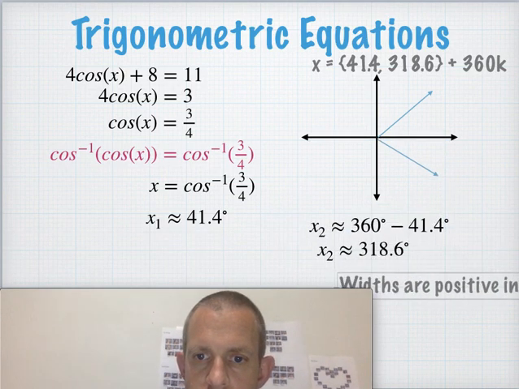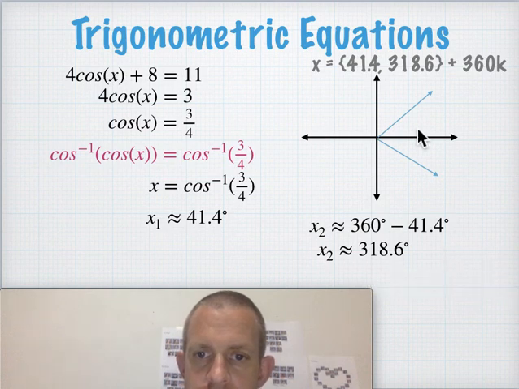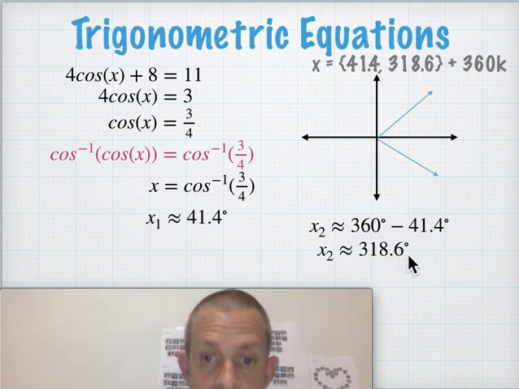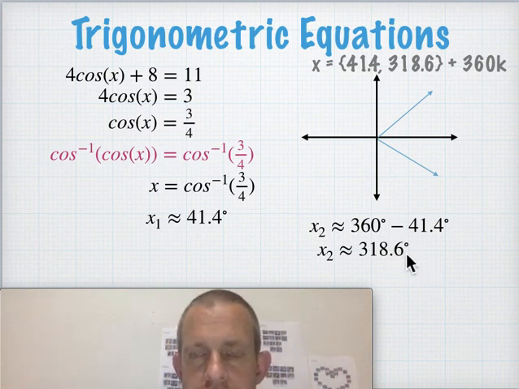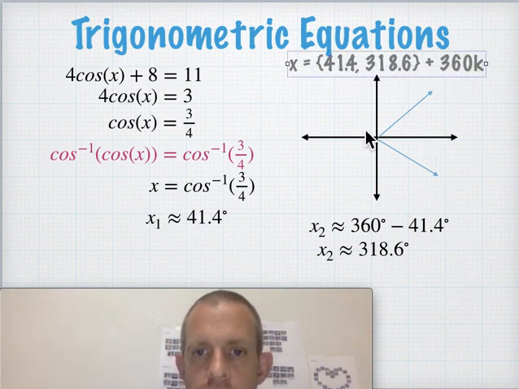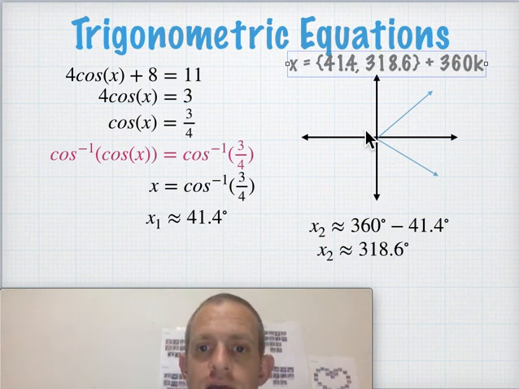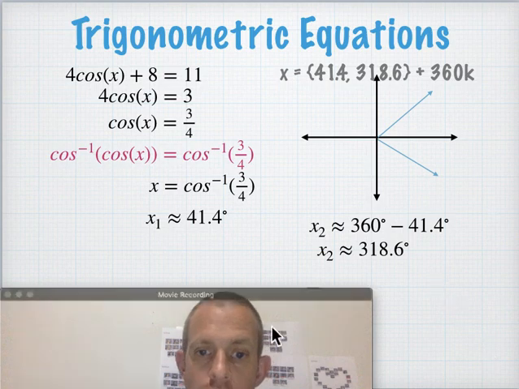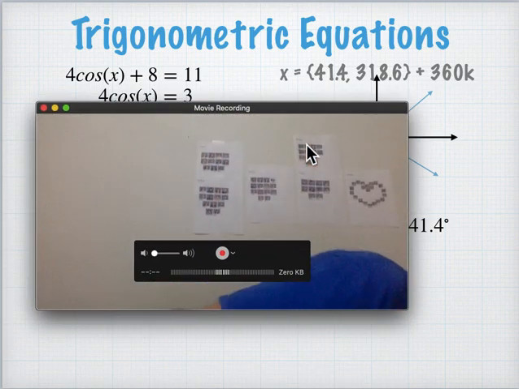To find that, I need to realize, all right, this 41 degrees is going to be 41 short of 360. And so I do a little subtraction. 360 minus 41 gives me 318.6. Anyhow, there are the 2 answers that we get that are within 0 to 360. And then because you could always go around the circle once and a little bit more, that's where that plus 360k comes in.